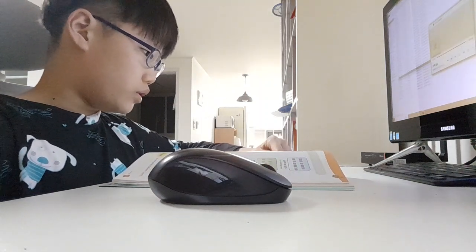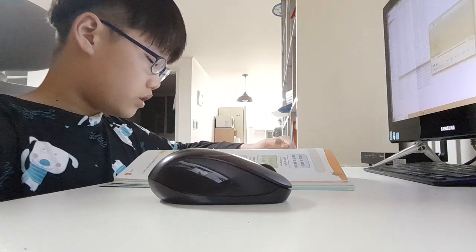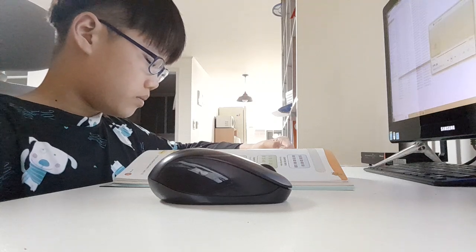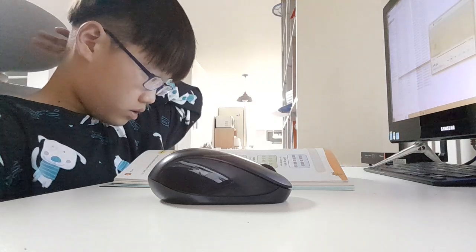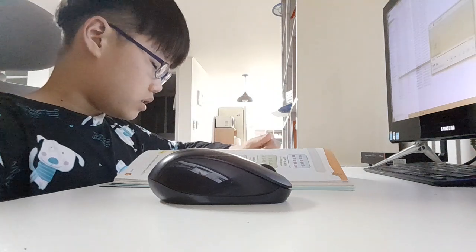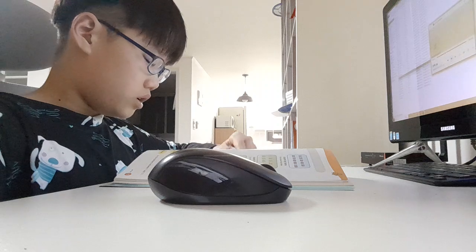Before you read. Keywords. Counting by tens. 10, 20, 30, 40, 50, 60, 70, 80, 90, 100.